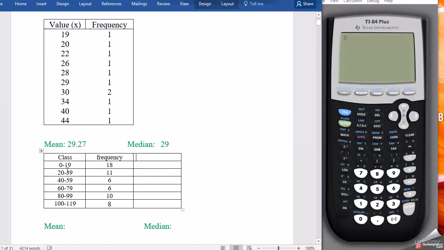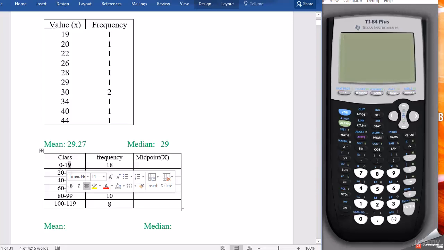So in this particular case, we cannot use class as x. We already have frequency. So what we need to do is to add a column called midpoint, and it's going to be our x. Okay? So how do we find the midpoint? We look at the class, the interval. We have the lower boundary and the upper boundary for each class.